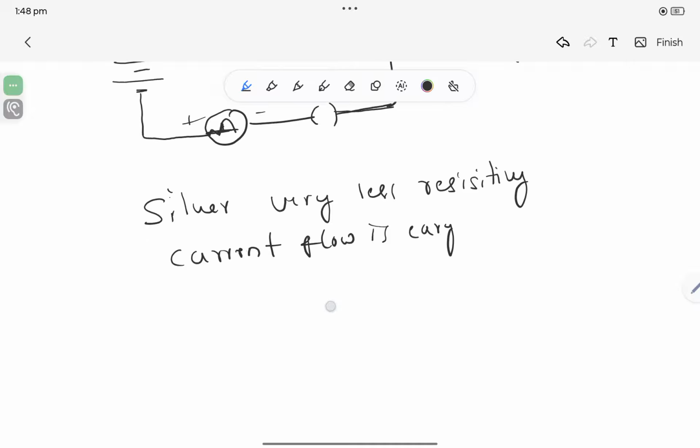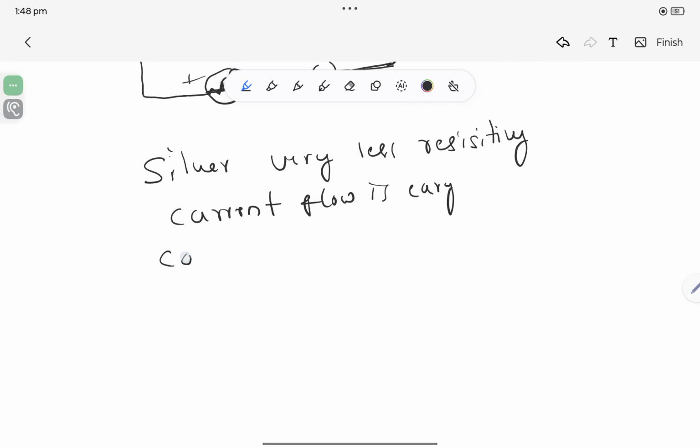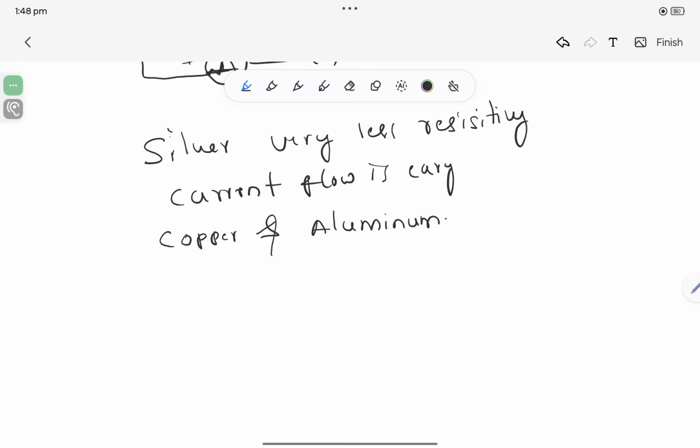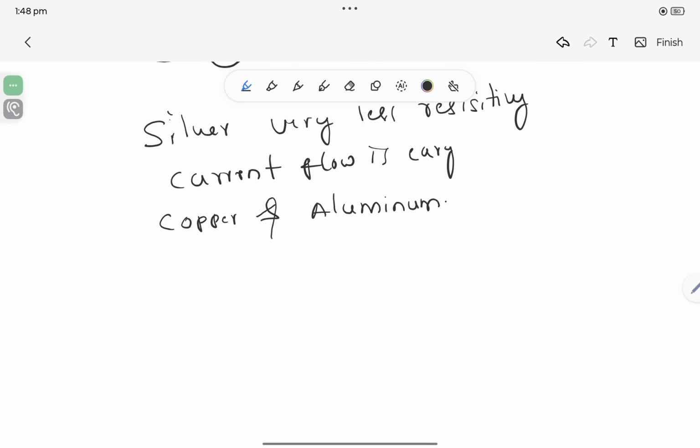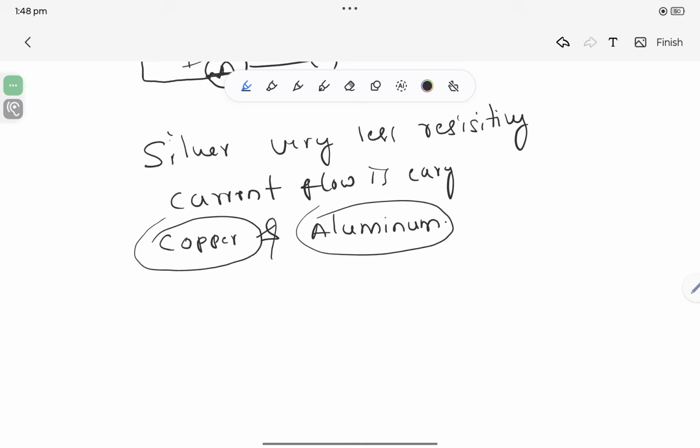And next, copper and aluminum. These are the good conductors. Generally they are the good conductors. That's why we are using them in the electricity field. For home appliances we will use copper. For outside or general domestic purposes we will use aluminum. Silver is very expensive, we can't afford it. That's why we use silver only for experimental purposes.